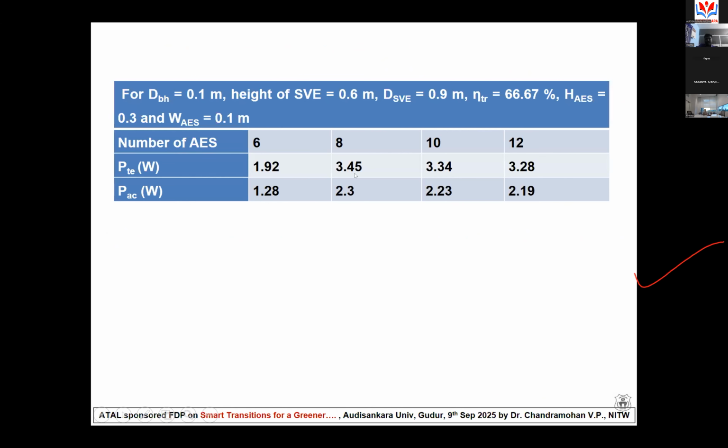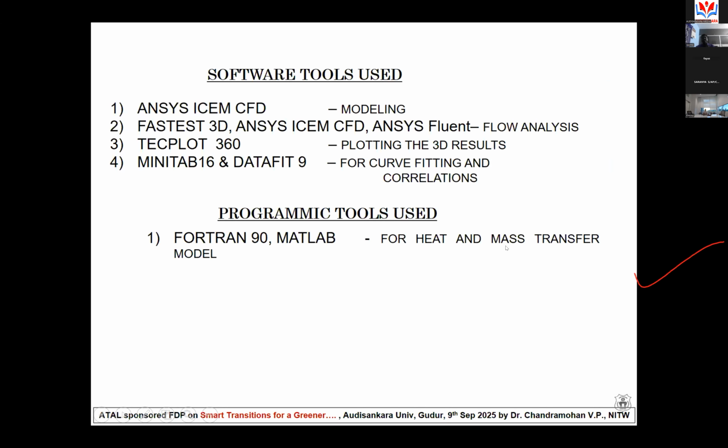The theoretical power developed is higher with 8 slots, where 3.45 watts of power could be generated. At 12 slots, it is reduced to 3.28 watts. It shows that more slots are not necessary. So like that, the problems can be extended in any way by using CFD techniques.